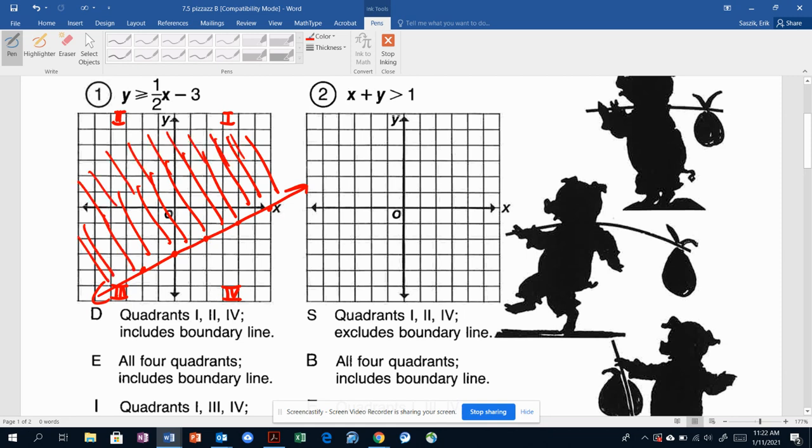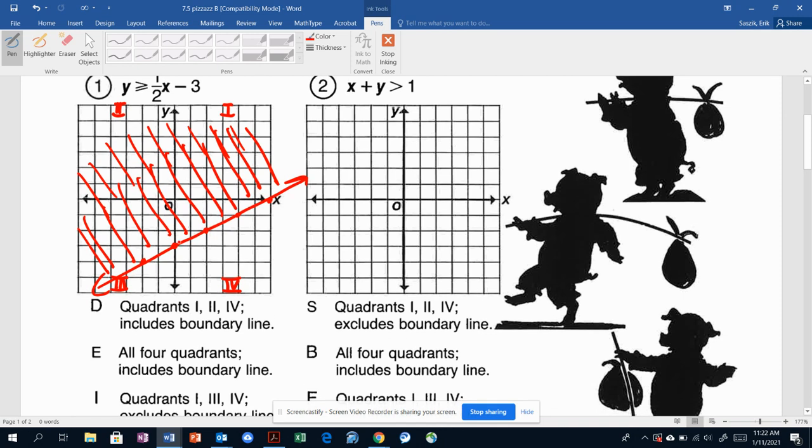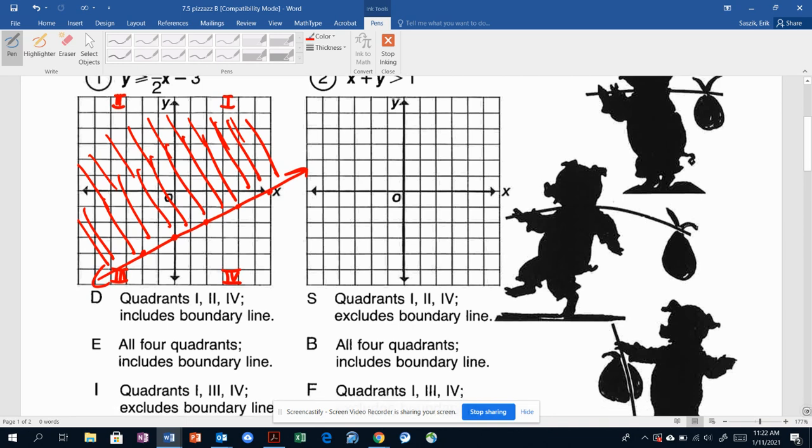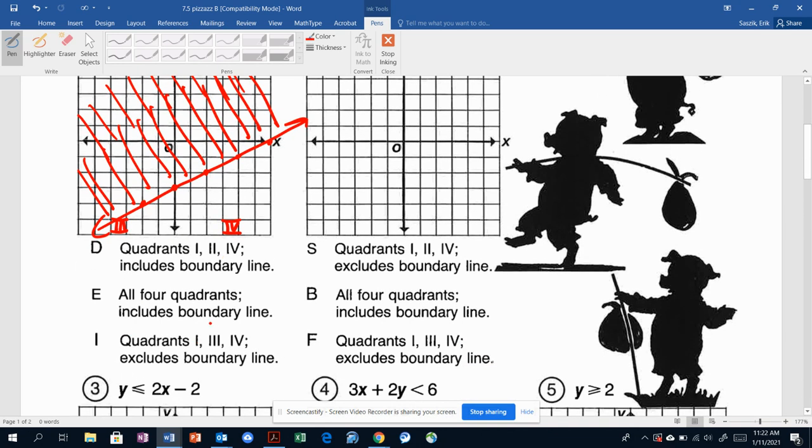And notice how our shading is actually in all four quadrants. It has the first quadrant, second quadrant, it doesn't have a lot of the fourth quadrant, but it does have part of it. And the boundary line is solid, which means it's included. So this would be, you're picking from one of these things down here. You would pick E, and then on the back side of the sheet for number 1, you would write an E. All four quadrants includes boundary line.